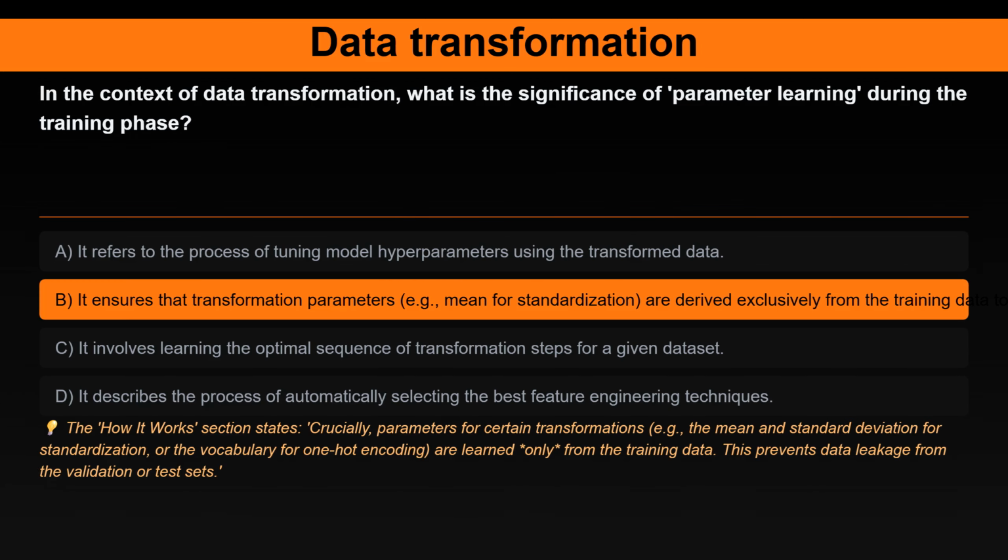The correct answer is it ensures that transformation parameters, e.g. mean for standardization, are derived exclusively from the training data to prevent data leakage. Here's the explanation. The how it works section states, crucially, parameters for certain transformations, e.g. the mean and standard deviation for standardization, or the vocabulary for one-hot encoding, are learned only from the training data. This prevents data leakage from the validation or test sets.